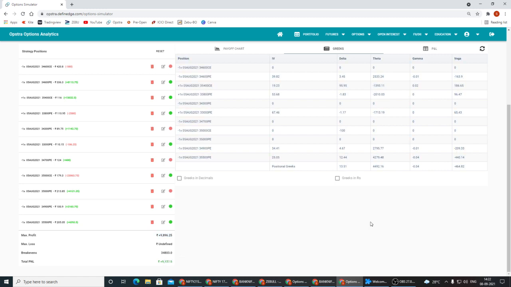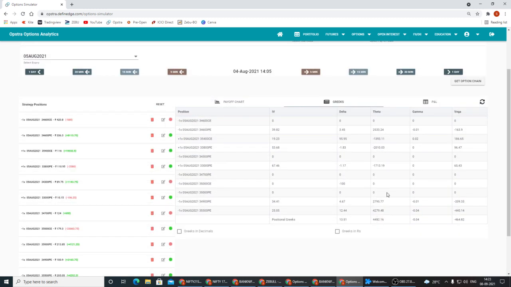Okay, so this is how we need to manage the iron fly strategy.